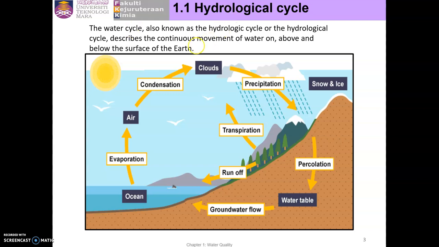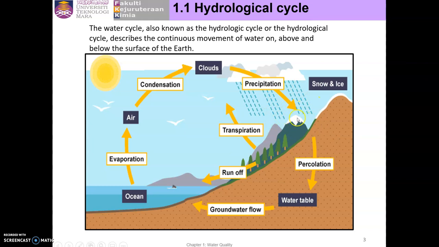Okay, now look at the first one, hydrological cycle. So hydrological cycle is actually how water can remain in our ecosystem. Okay, look at the first one. This is where ocean transform into air by having evaporation process. And next, air will be transformed into clouds by condensation, and then precipitation will occur where the clouds will be transformed into droplets, water droplets such as rain.